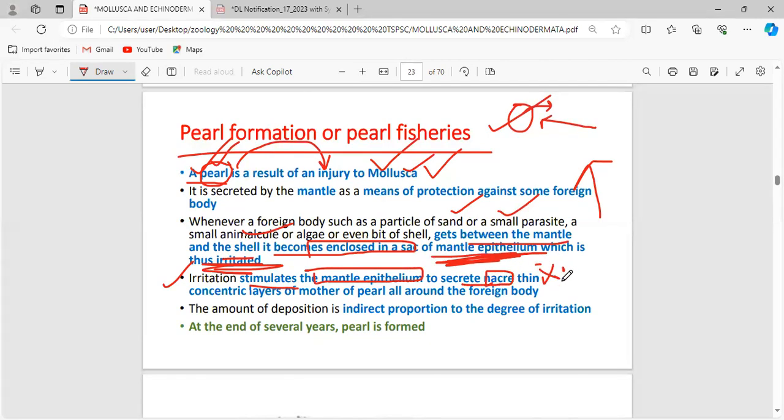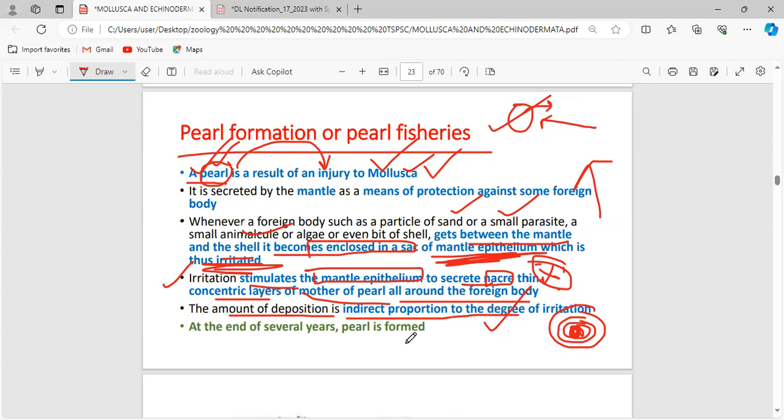An important question: what is it going to secrete? A protein called nacre. Nacre forms thin concentric layers of mother of pearl all around the foreign body. Consider this as a foreign body. The mantle cells will keep on secreting a layer which is called the nacreous layer. The amount of deposition is in direct proportion to the degree of irritation.